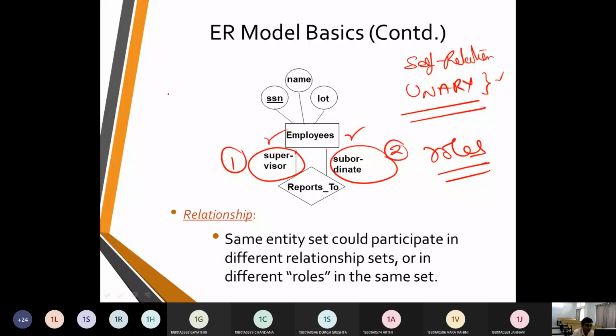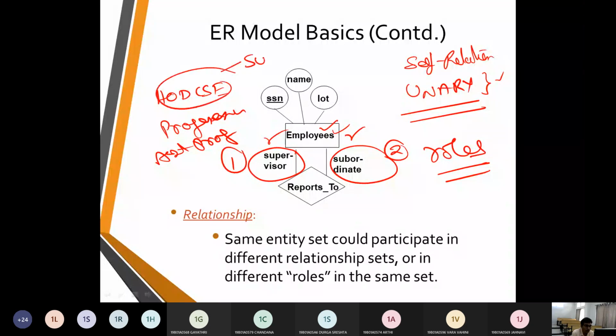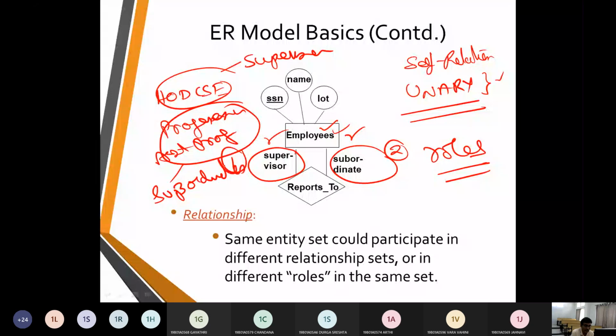I will give you an example. So assume there is a HOD of CSC. The HOD is an employee in this set. Assume there is a professor and there is an assistant professor. Now, HOD we are going to call the supervisor. Professor, assistant professor, associate professor, we are going to call subordinates. So, subordinates report to the supervisor.